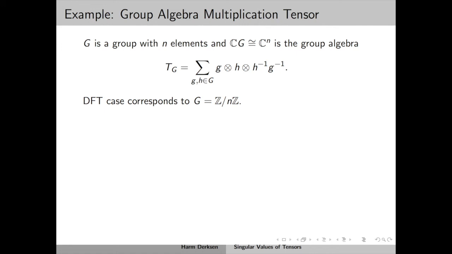If you have a simple algebra, or a semi-simple algebra, then it's just a product of matrix algebras over the complex numbers. But it gets a little more general. People have studied this multiplication in arbitrary algebras.